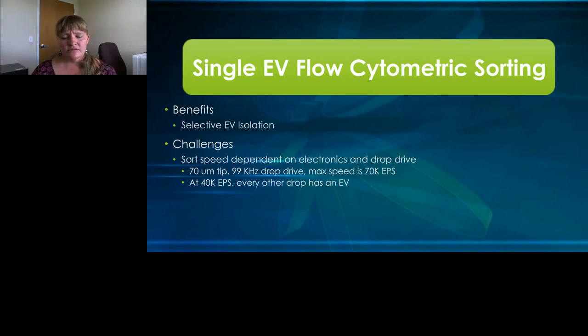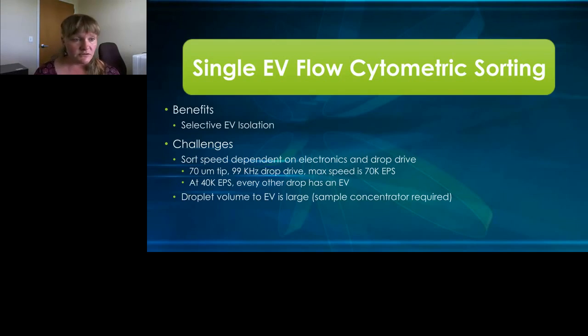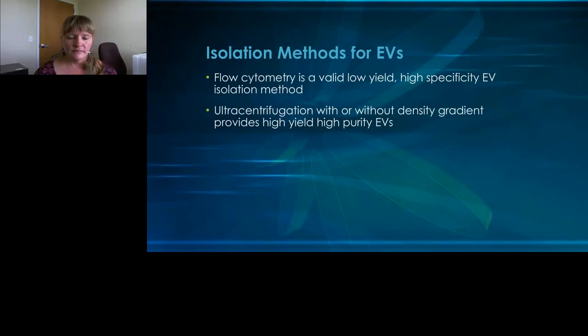Now, the other issue is that the droplet volume of the EV is large, so you may get 150 milliliters of your sample, so you might need a sample concentrator. And to do the purity, you may need to use a different method, such as dynamic light scatter. The isolation methods for extracellular vesicles. To review, flow sorting of EVs is a valid low yield, high specificity EV isolation method. However, ultracentrifugation with or without the density gradient provides high yield, high purity EVs.